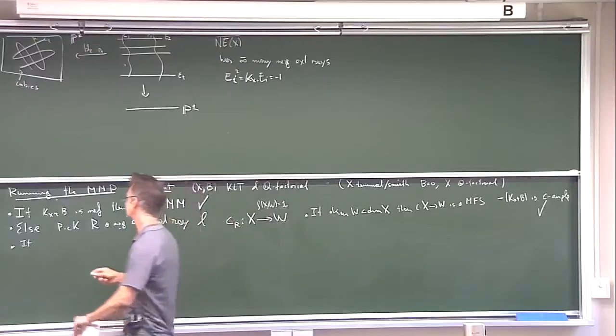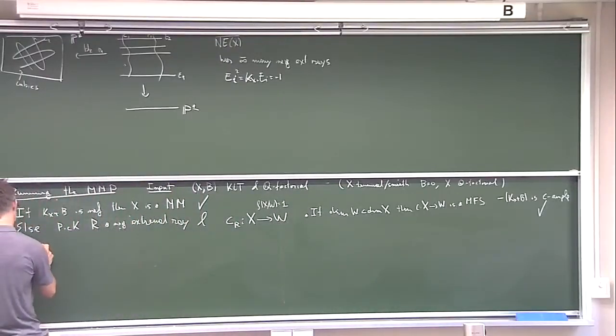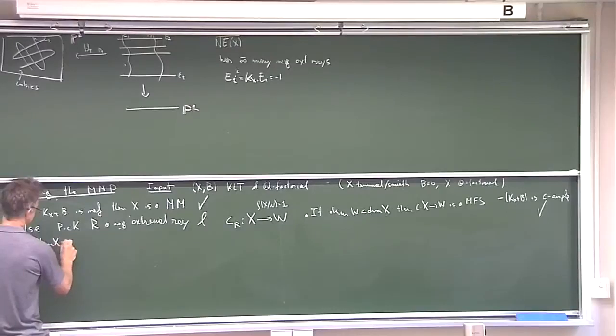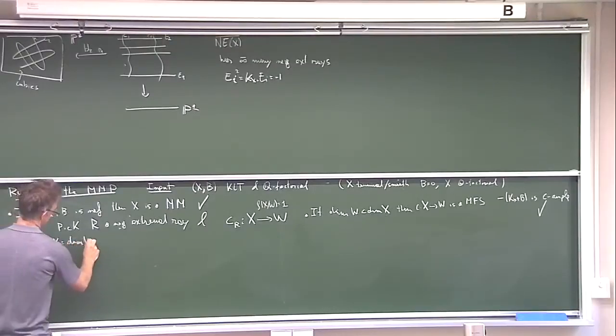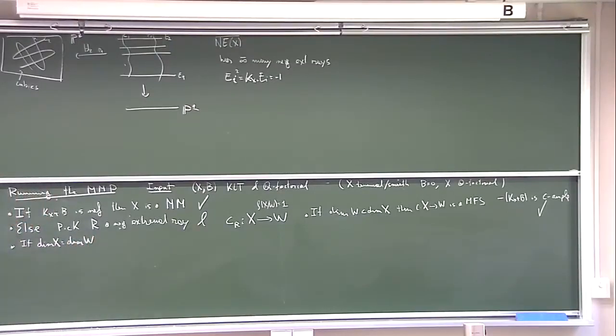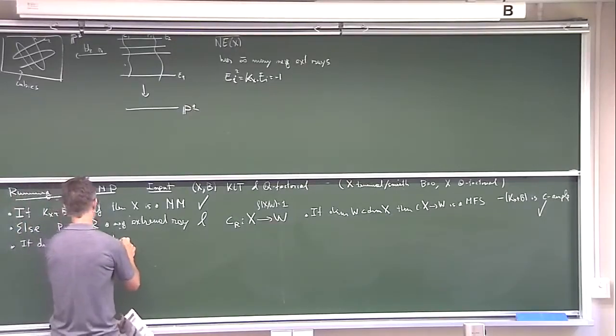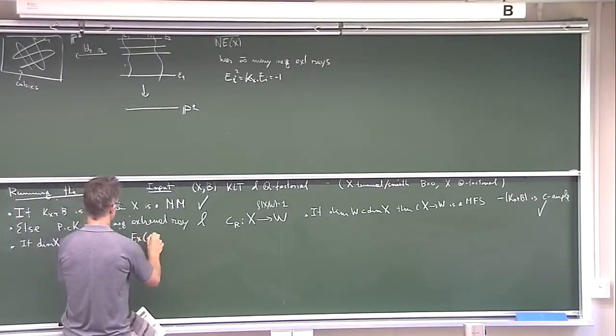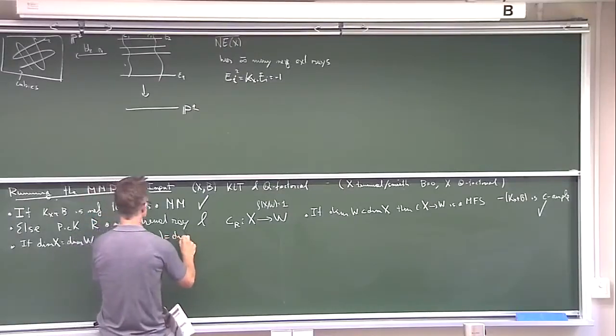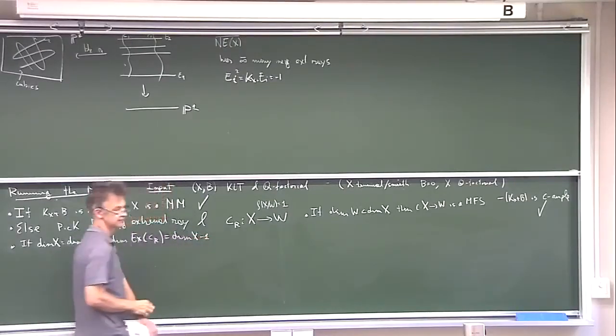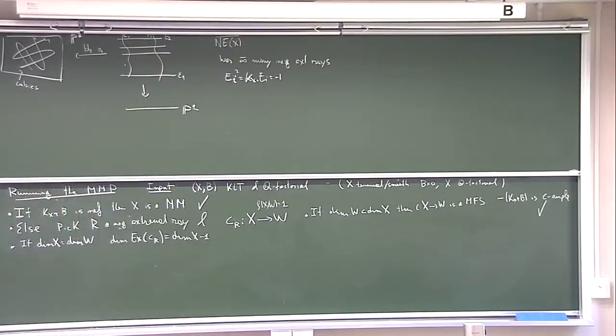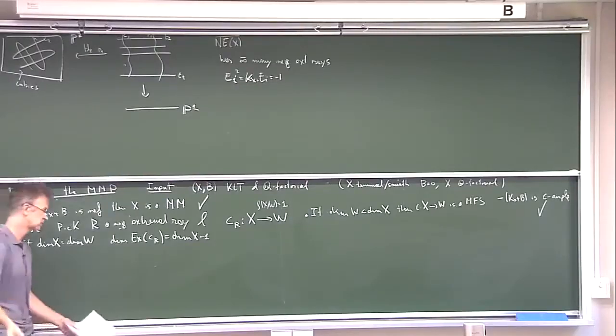So what's the remaining case? Well, suppose that the dimension of X is equal to the dimension of W. So now it's a birational map. And suppose that the dimension of the exceptional set of this contraction C of R is the dimension of X minus 1. This is a good case, because this reminds you of the contraction of a minus 1 curve on a surface, right? You're contracting a codimension one subvariety.